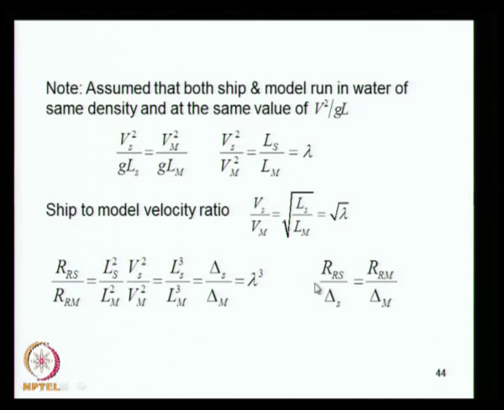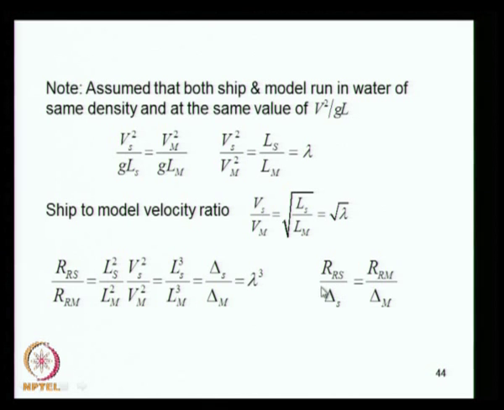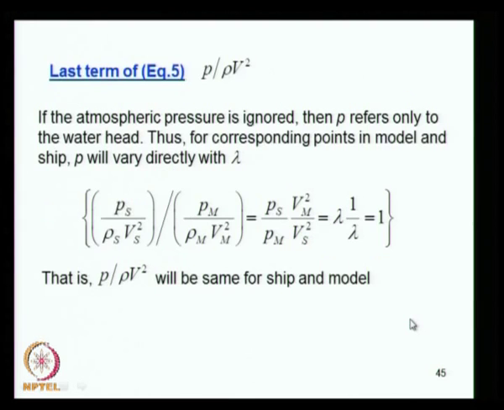The same can be known from this relation: the residual resistance of the ship divided by the displacement of the ship is equal to the residual resistance of the model divided by the displacement of the model. Delta S is known, delta M is known, and RRM is measured from the model test when you run the model following this speed relation. From this you are able to find the residual resistance of the ship, since all the other quantities are known.